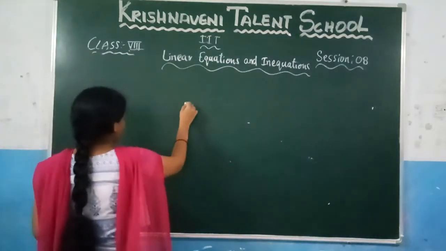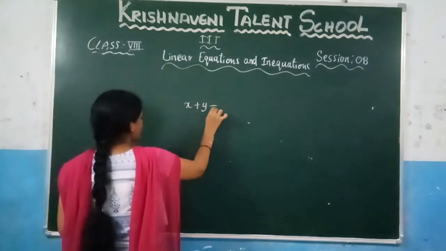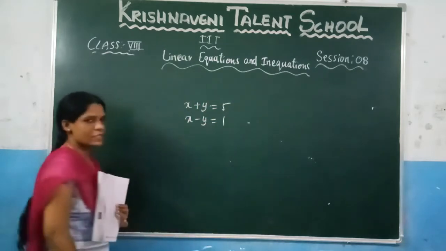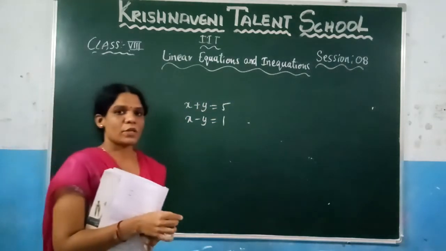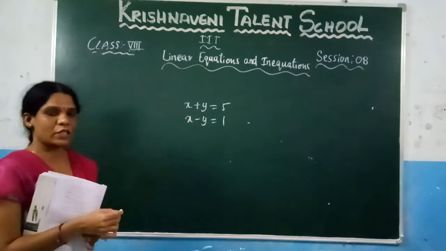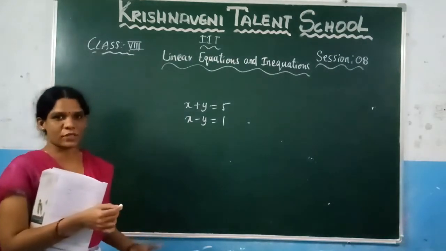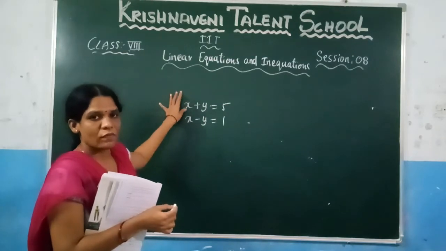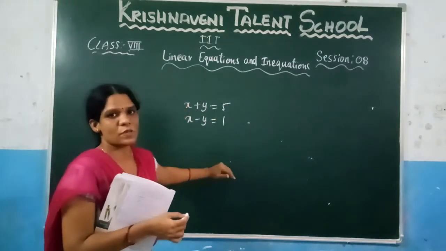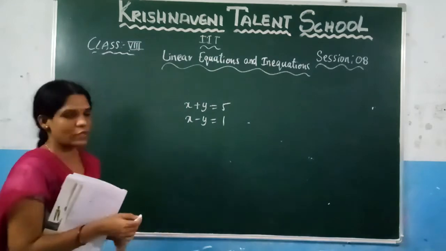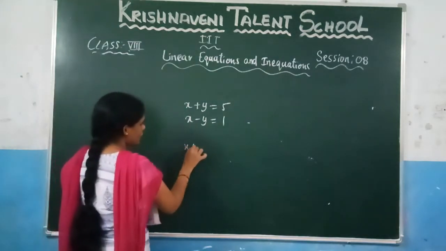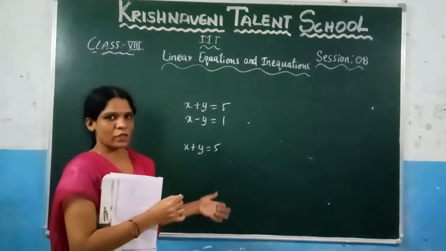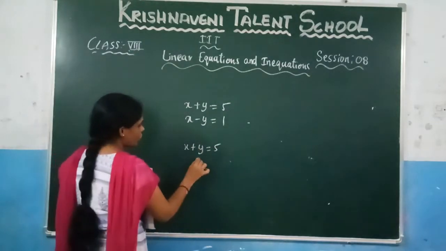Consider the equations x plus y is equal to 5, and x minus y is equal to 1. Let us consider this one. If you want to solve by using the substitution method, the name itself says we need to find one variable's value and substitute it in the other equation. Let us solve that one. Consider the first equation, x plus y is equal to 5. Find any variable you wish. So I am finding the value of x.